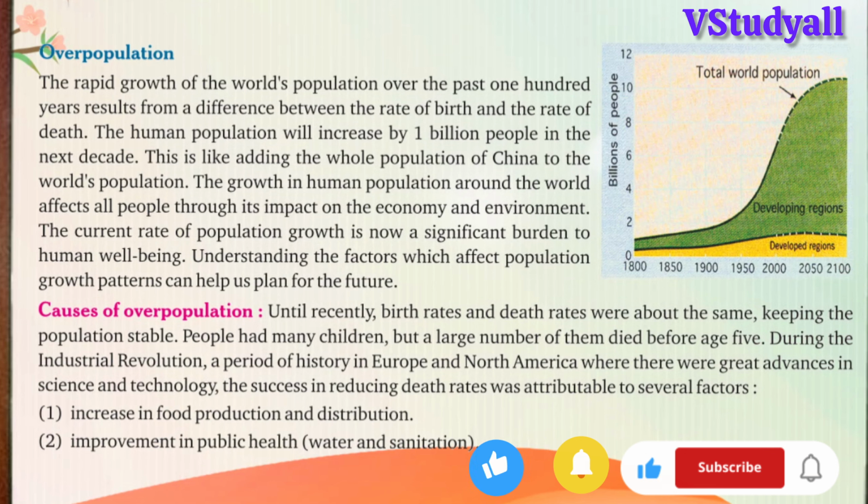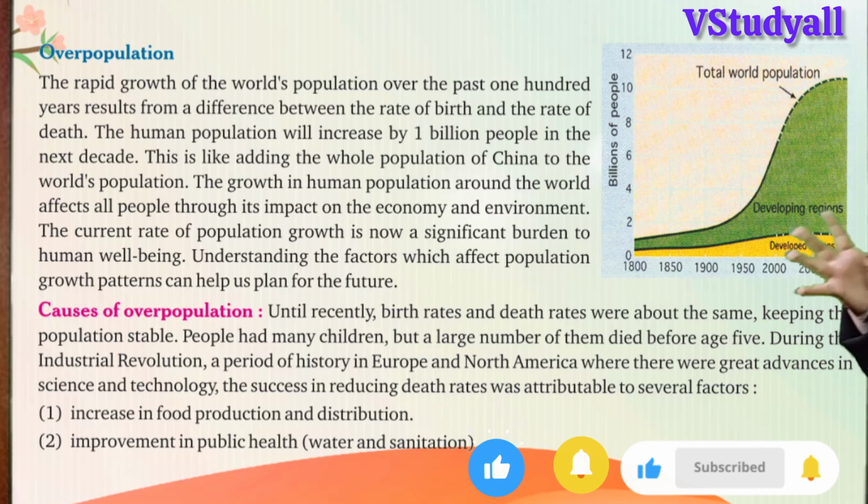Overpopulation. The rapid growth of the world's population over the past 100 years resulted from a difference between the rate of birth and the rate of death. The human population will increase by 1 billion in the next decade.